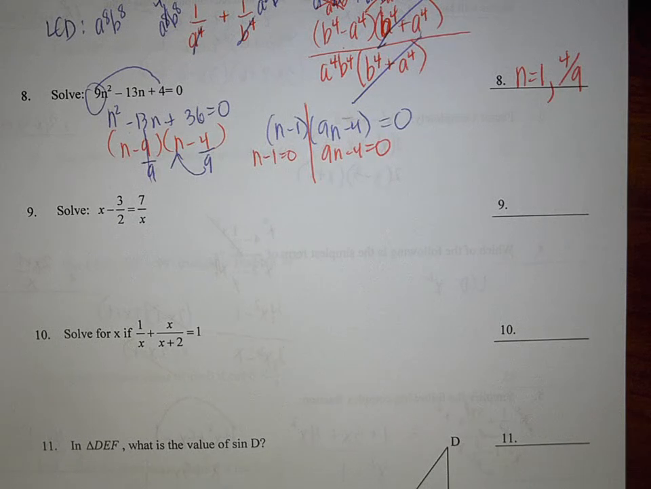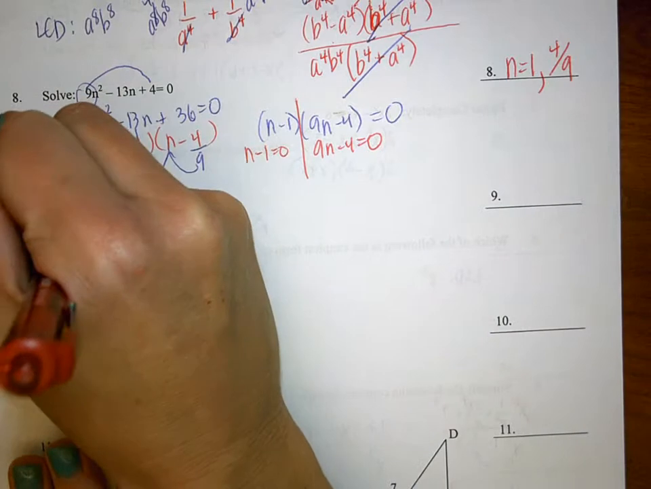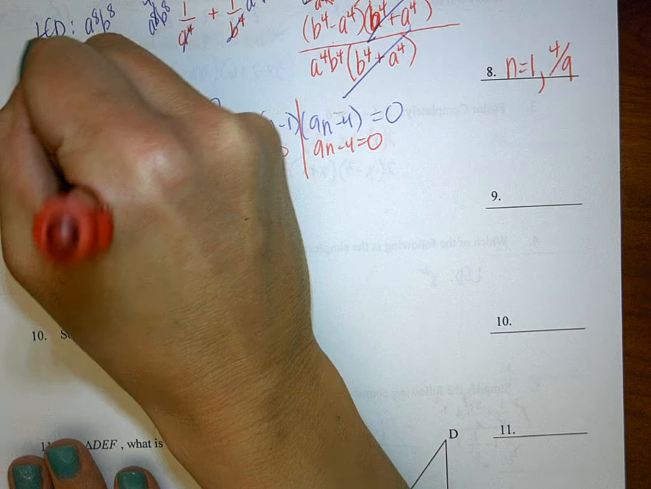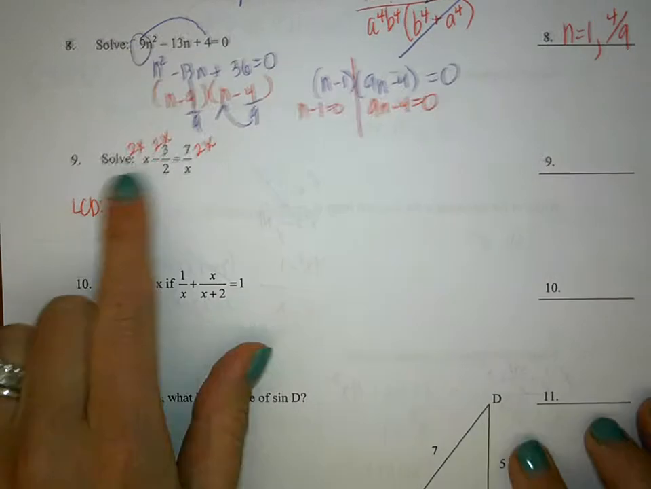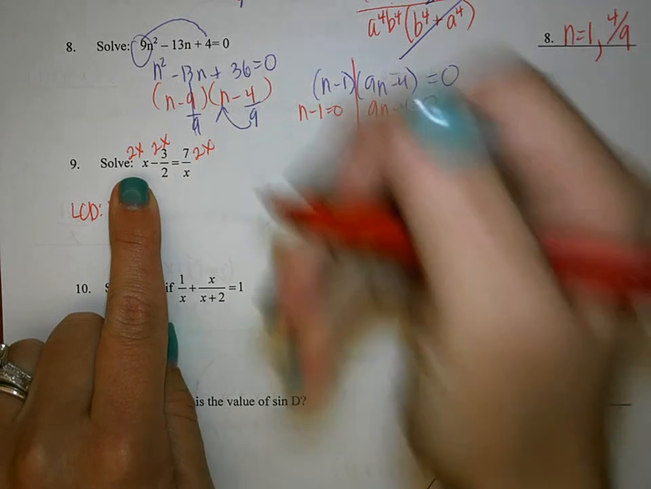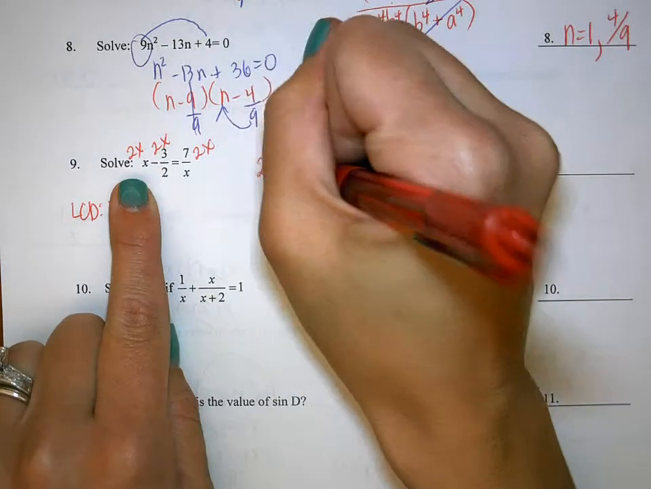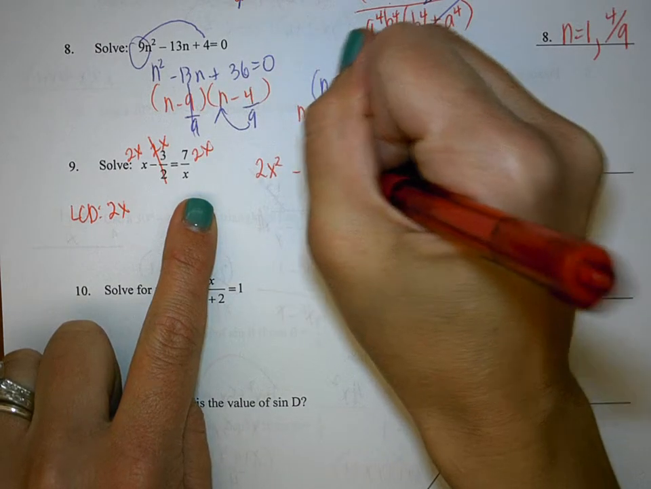Okay, number 9. Very good. We're going to solve. How do I do it? Find LCD. Good. LCD is 2x. Okay, so we write that next to every term. Can I cancel anything here? No. So what is it going to be? 2x squared. Very nice. Minus. 2's cancel and we're left with? Minus 3. Equals. X's cancel and we have?